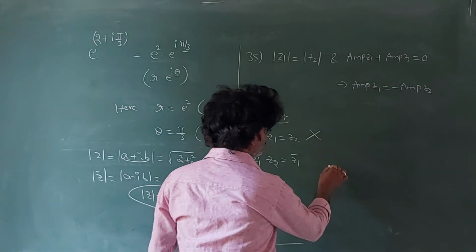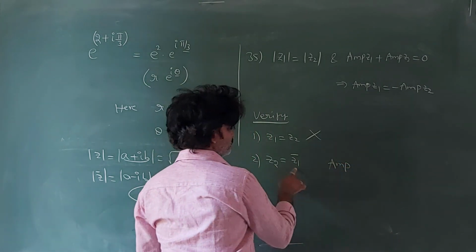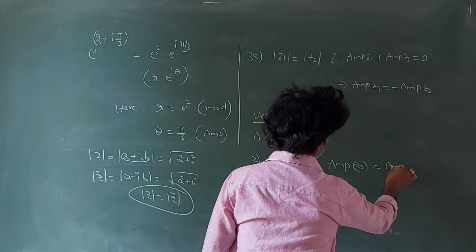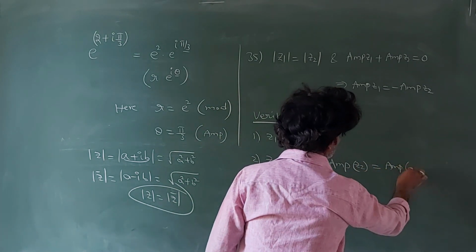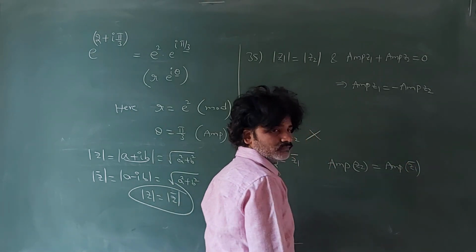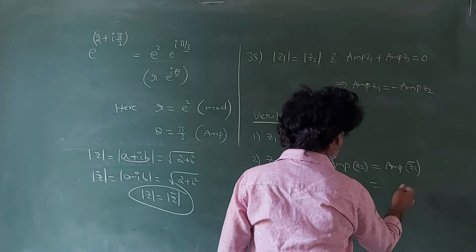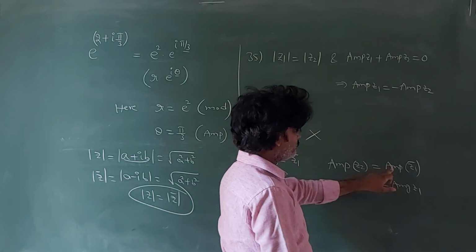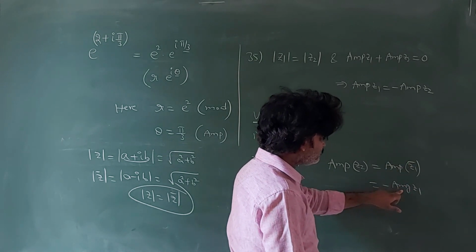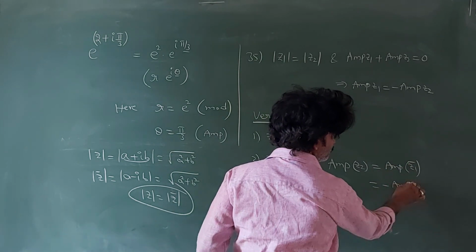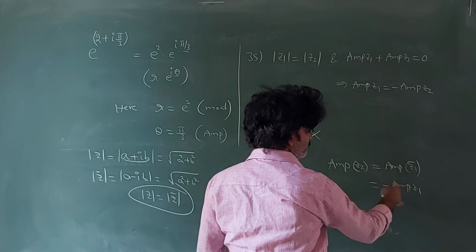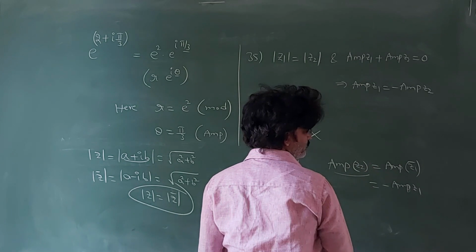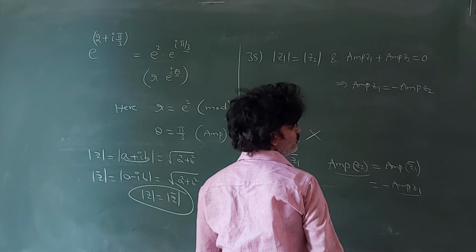Second one, coming to the amplitudes, let us see. I need the amplitude of z2, but according to the question, z2 is nothing but z1 bar. What is our formula? Amplitude of z bar is equal to minus amplitude of z. So according to that formula we can write minus amplitude of z1. Now check, amplitude of z2 equals minus amplitude of z1.